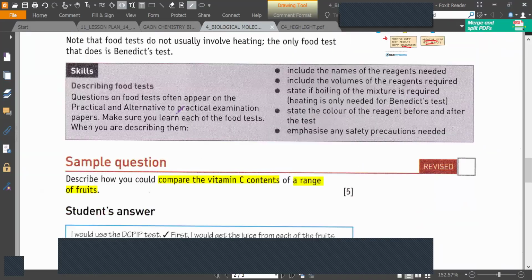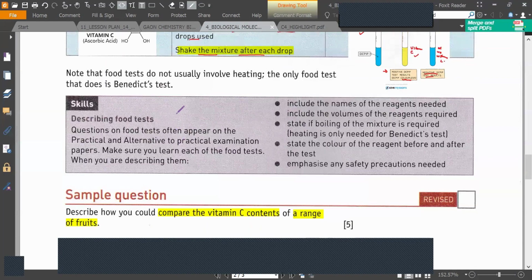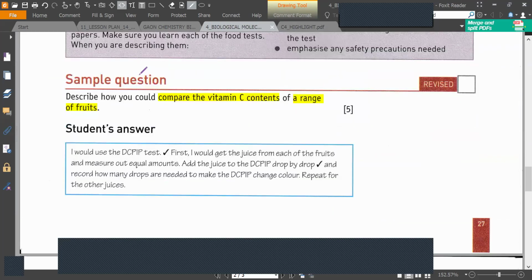And a quick note: for the food tests, there is usually no heating. Only the Benedict test needs heating. Next we will look at the sample question, so we can take a look.